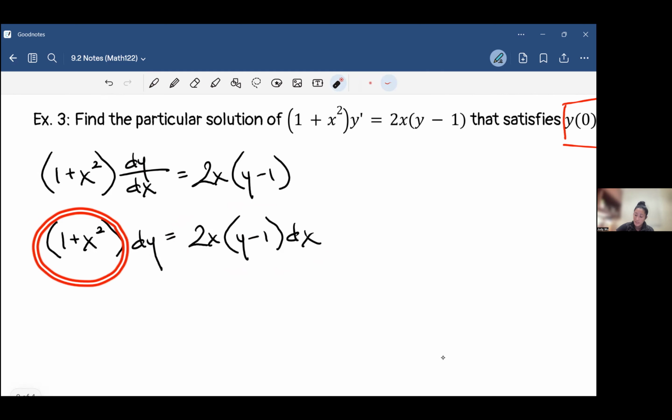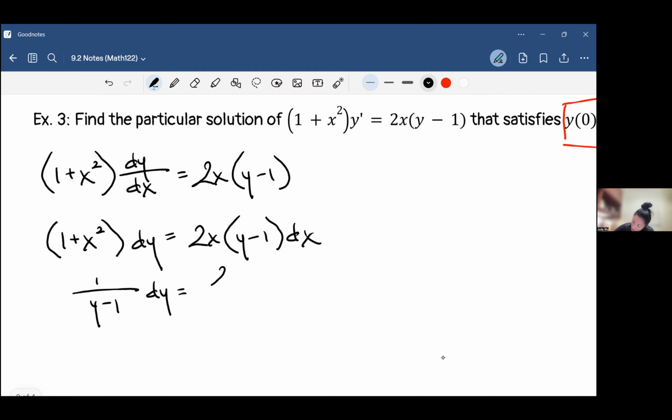So this 1 + x², since it's times dy, I can actually divide that to the right-hand side. And this y − 1 is times the 2x and the dx, so I can actually divide that over to the left-hand side. And so what we end up with is 1 over (y − 1) dy equals 2x over (1 + x²) dx.